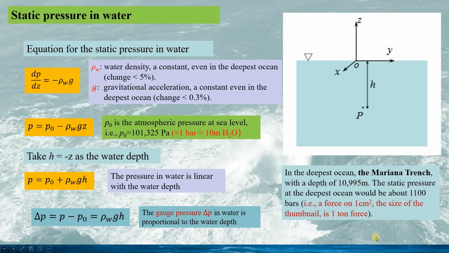In the deepest ocean, the Mariana Trench, with the depth of 10,995 meters, the static pressure at the deepest ocean would be about 1,100 bars. The force on 1 centimeter square, or the size of a thumbnail, is 1 ton force, or 10,000 newtons.